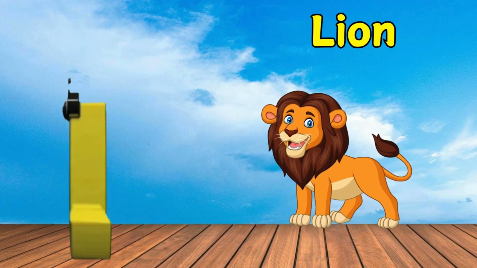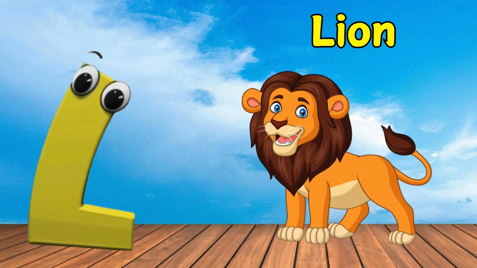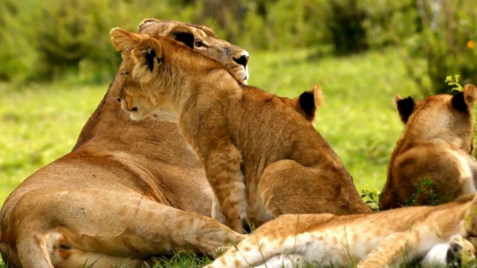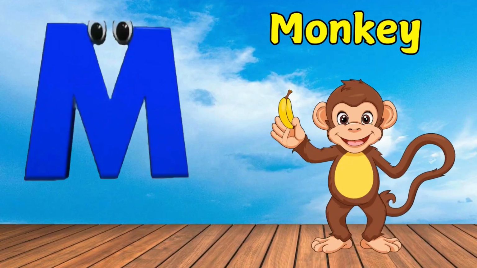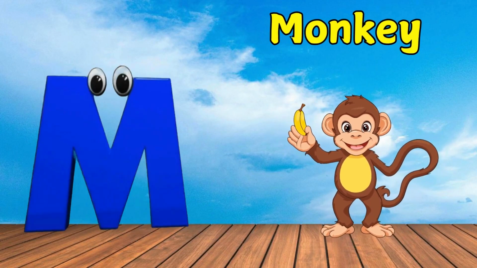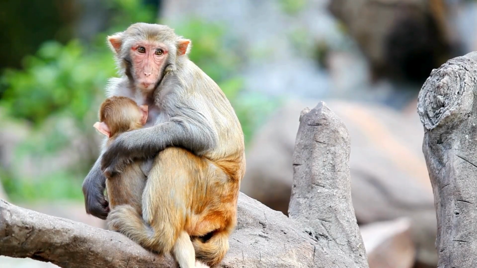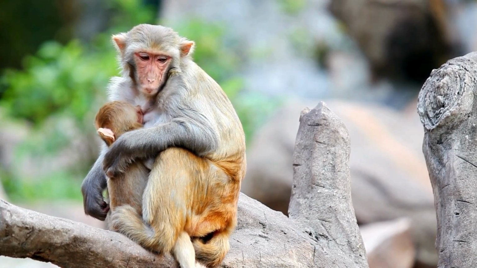L is for lion, L, L, lion. L is for lion, L, L, L. M is for monkey, M, M, monkey. M is for monkey, M, M, M.